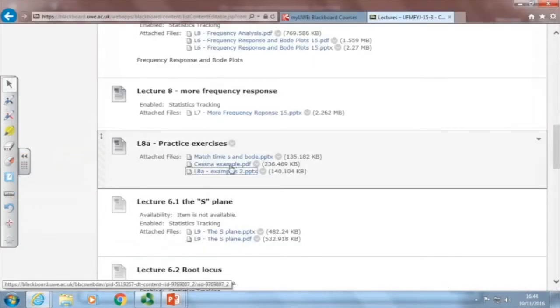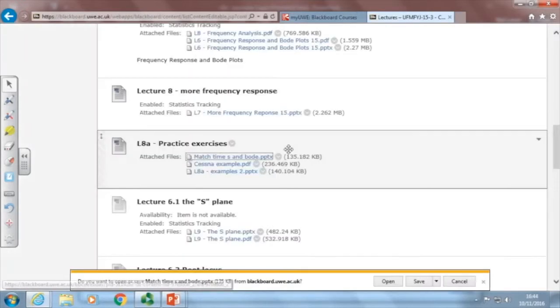If you look in the PDF called Cessna example, what you'll see is a dreadfully scruffy set of handwritten notes, which is a solution to that thing. Okay, but I'm warning you now, it's not easy to read because it was taken from when we did it live on the document projector last year.